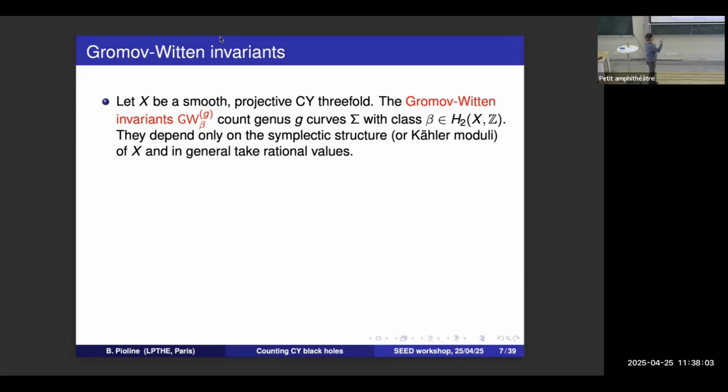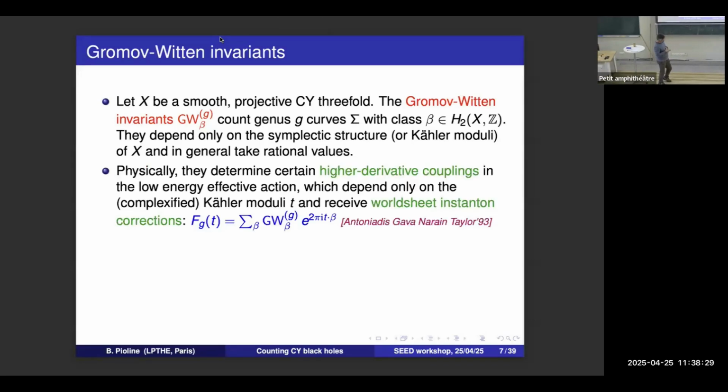So it's a number which I denote by Gromov-Witten beta G. And well, it's very robust in the sense that it depends only on the symplectic structure, not on the complex structure. But it's not an integer in general. It's a rational number because this space of maps has kind of orbifold singularities and so on. And it's a very interesting story, but it leads to rational numbers.